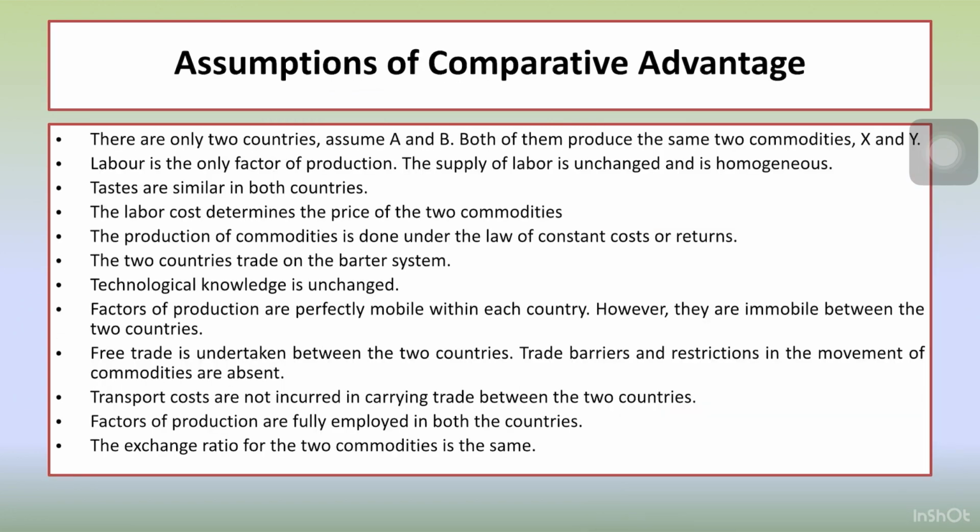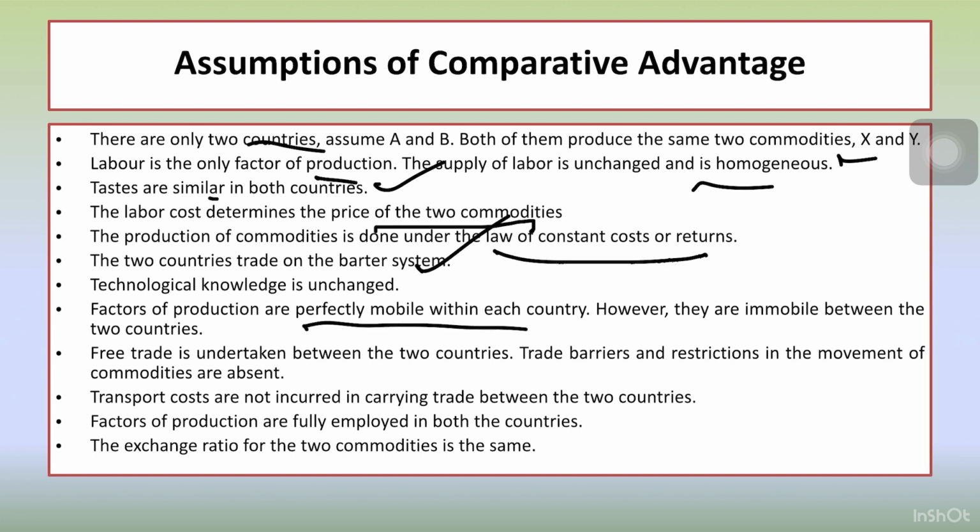Okay, moving further, we have certain assumptions of this theory. There are two countries producing only two goods. Labor is the only factor of production and it is homogeneous. The tastes of the countries are similar, the labor cost determines the prices of the two goods, and the production of commodities is done under the law of constant returns, which we've already studied in absolute advantage. Then the two countries trade on the barter system, technological knowledge is unchanged, and factors of production are perfectly mobile within the country.